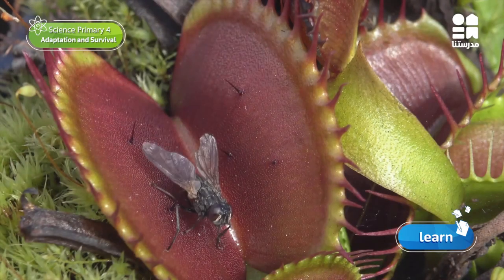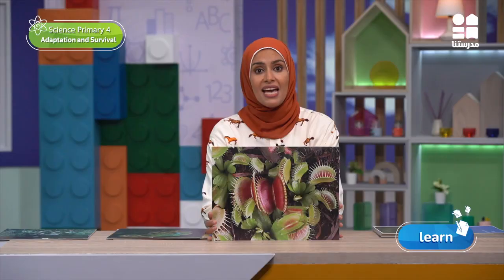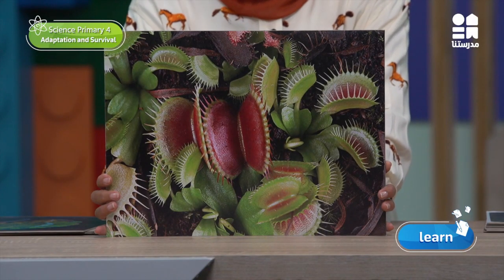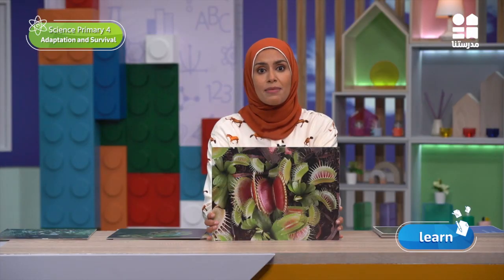Those who love reading about plants might know that some plants hunt insects and feed on them. Yes, you heard it right, like this one. See? How does it seem? It seems to have teeth. Insects are its main source of food. That's why its name is Venus flytrap.